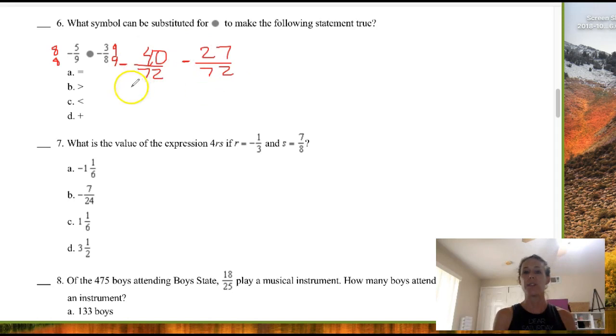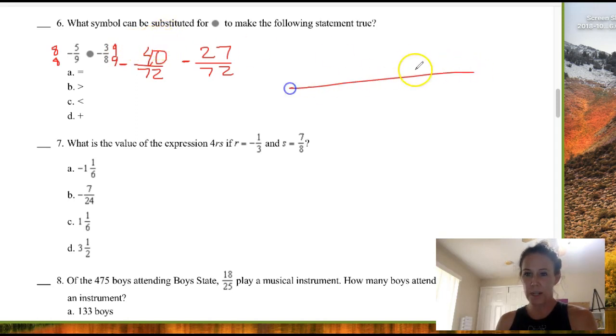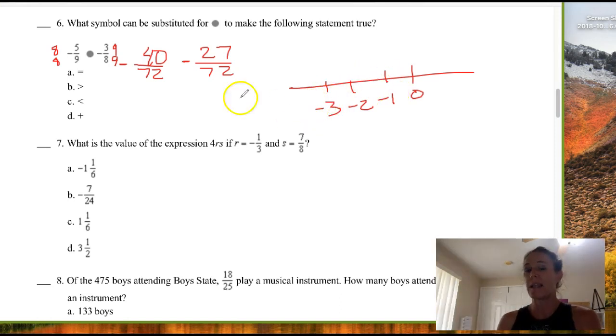So now that I've changed them both to a denominator of 72, I have negative 40 over 72 and negative 27 over 72. This one looks bigger, however, they're negative. So remember, bigger is actually smaller. And you're looking at a number line. If this is 0, negative 1, negative 2, negative 3, negative 3 is actually smaller than negative 1. It's a lesser value. So this would be less than this. So this would be greater, and that's the symbol I should be using here, C.